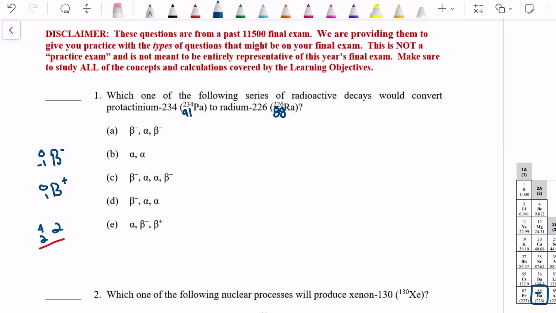So we're going to need to go through alpha decay twice. So A is not true, and only E is not true, because we have to go through alpha decay twice to get to the right mass number. Now we just have to figure out the right series that will get us to the right atomic number. It's worth noting that we don't actually need to check the processes, because it doesn't matter the order we apply these in.